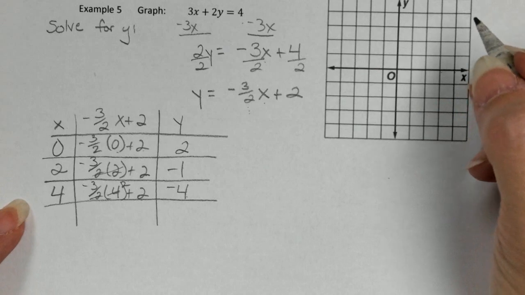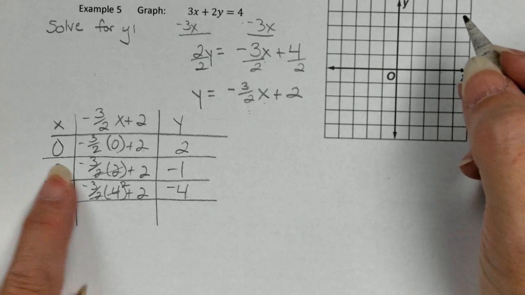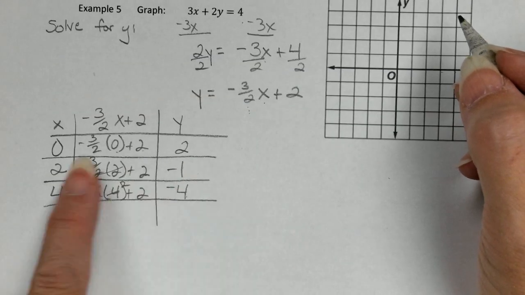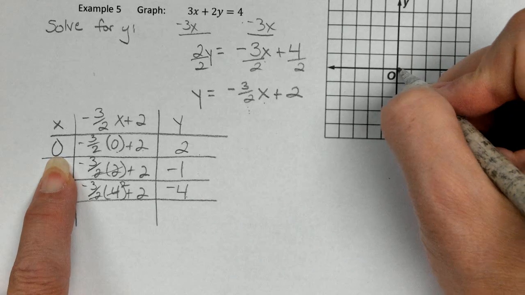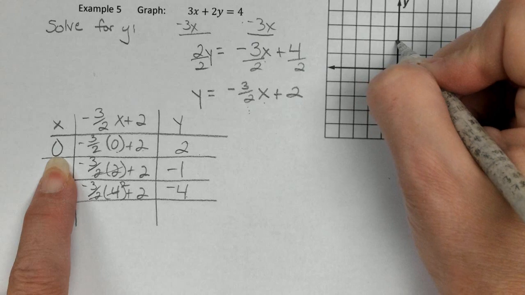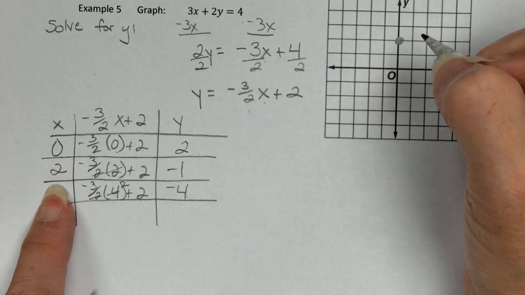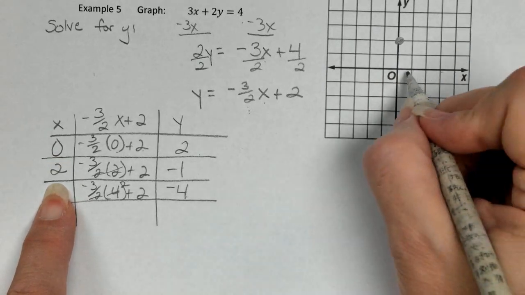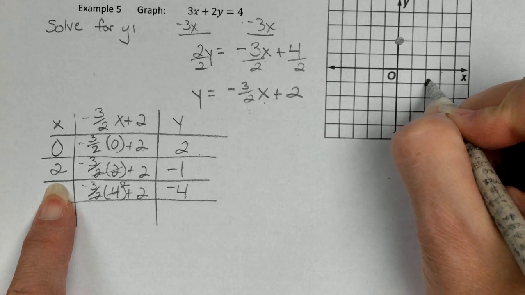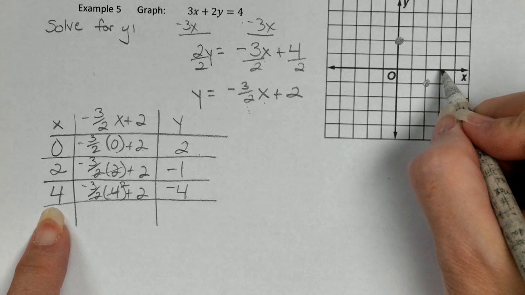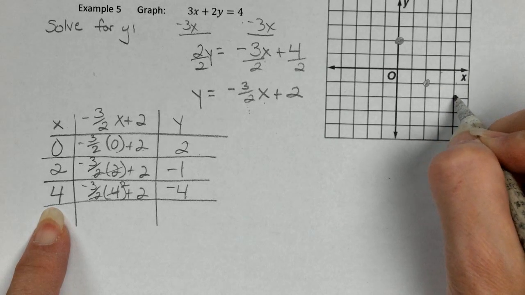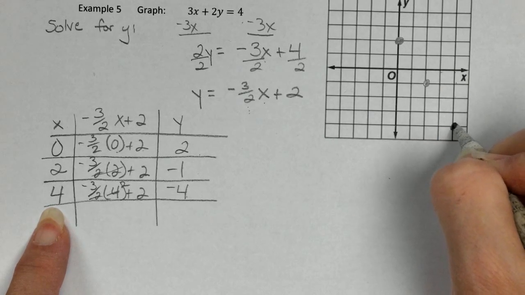Now, I graph these. I didn't rewrite the coordinates, but I can get them from these two columns. 0, 2 is the first point. X is 0, y is 2. Okay, then 2, negative 1. X is 2, y is negative 1. Then 4, negative 4. X is 4, y is negative 4.